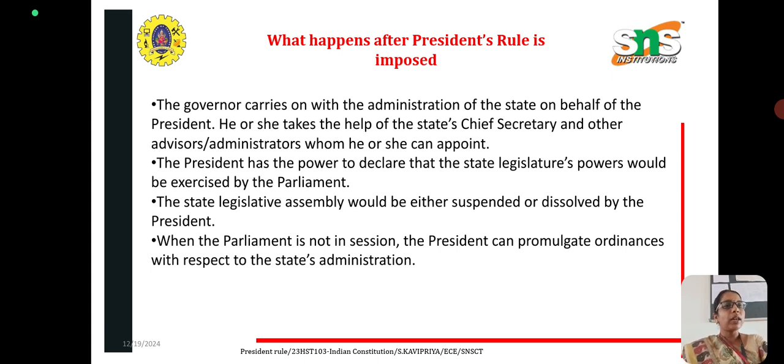What happens after a president rule is imposed? The governor carries on with the administration of a state on behalf of the president. He or she takes the help of the state chief secretary and other advisors and administrators whom he or she can appoint. The president has the power to declare that the state legislature's power would be exercised by the parliament. The state legislative assembly would be either suspended or dissolved by the president. When the parliament is not in session, the president can promulgate ordinances with respect to the state's administration.